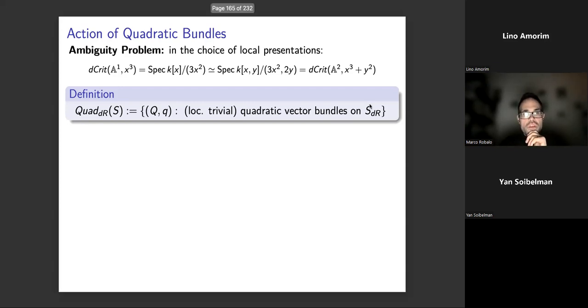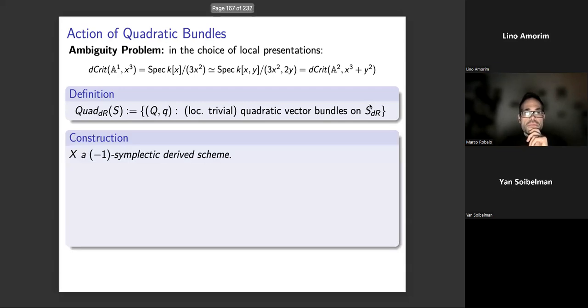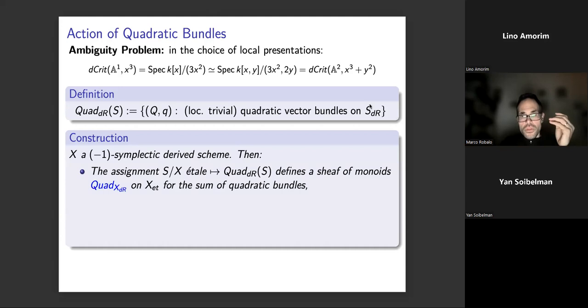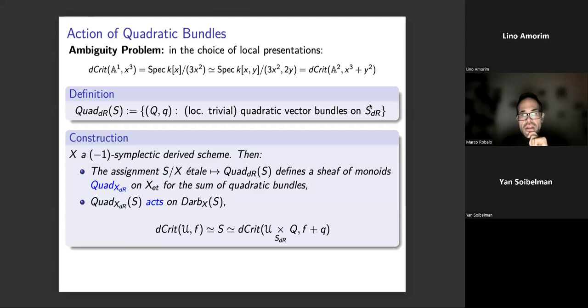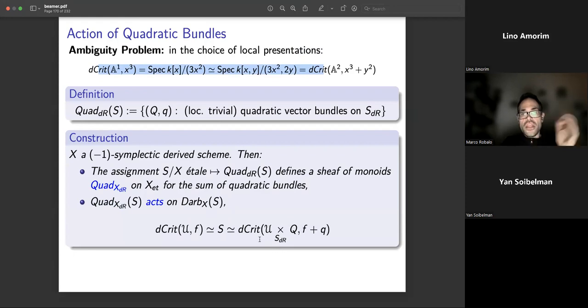Now I can do the construction. If I have a -1 shifted symplectic derived scheme, then I can look at the stack that classifies quadratic bundles with connection. This is a monoid because I can sum quadratic bundles. This stack acts on the Darboux stack and preserves the critical loci. Exactly as in the example I wrote here, if I have a quadratic bundle over X, I can add the quadratic bundle to U, another space, F plus Q, and I keep the critical locus essentially because the critical locus of the quadratic form is trivial. So by acting with quadratic bundles, I fix the critical locus.